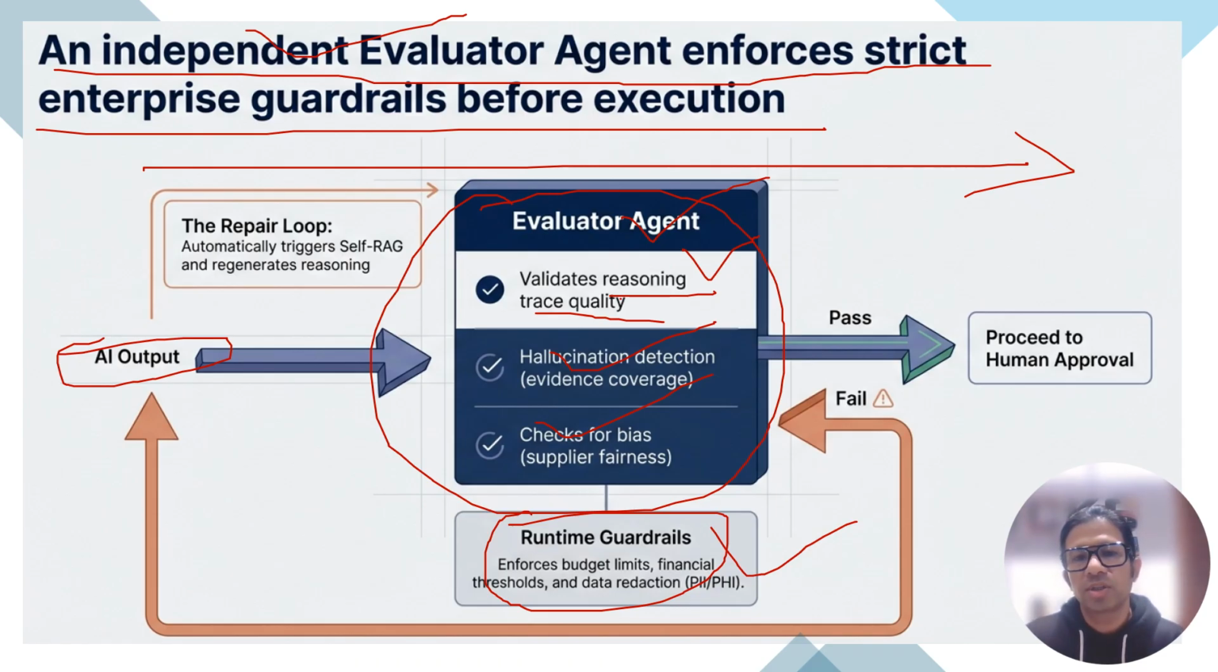Now comes the pass versus fail path. So this one, pass versus fail. If it passes, it proceeds to human approval. Here. That means the human sees a decision card with an audit packet, not just a random AI response. Now comes the fail path. If it fails, we do not move forward, we go backward. We go back again. This is where the repair loop comes in. So here, this is the repair loop.